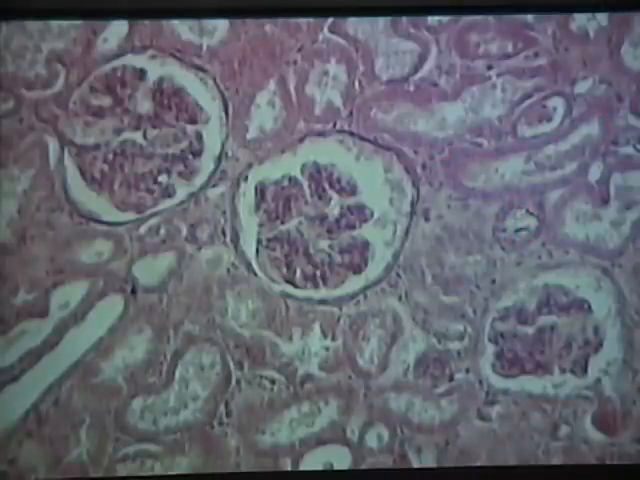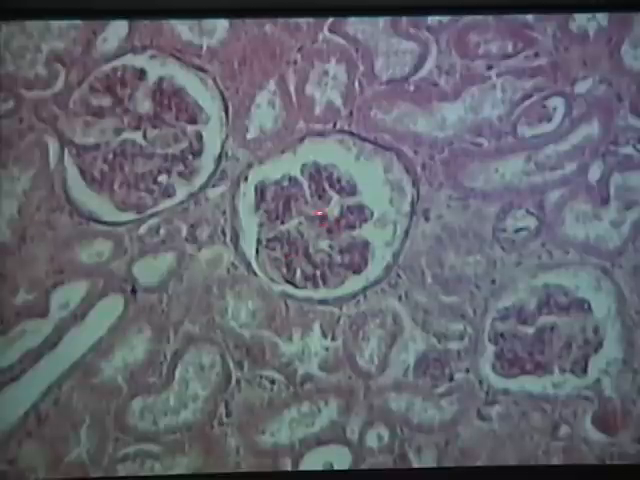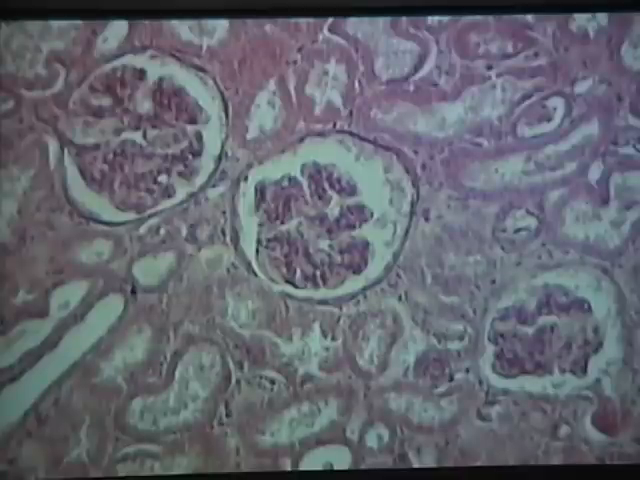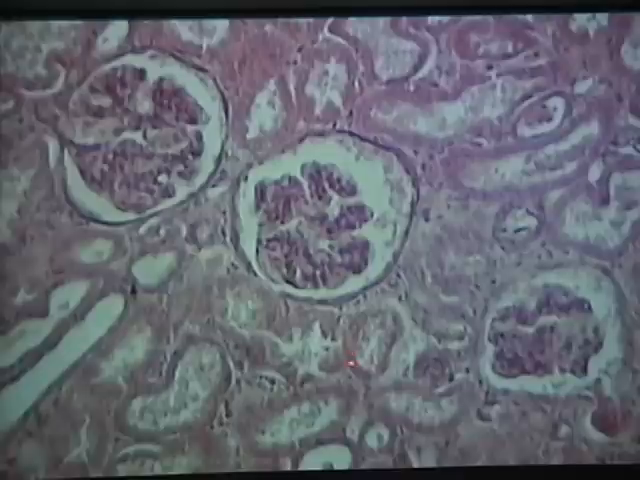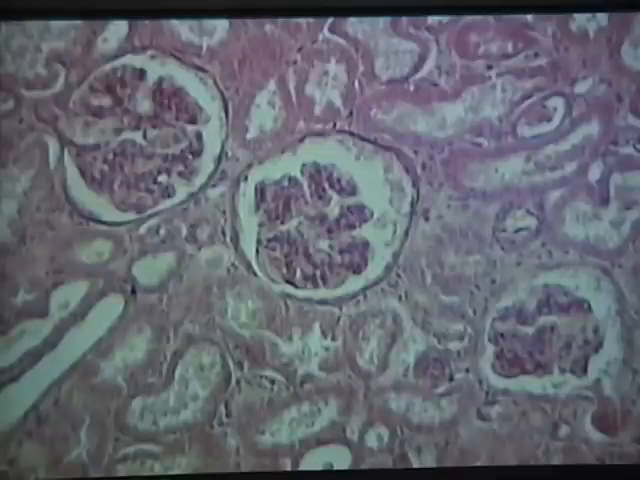Now, the renal corpuscle is composed of the glomerulus, and surrounding the glomerulus is Bowman's capsule. Both the glomerulus and Bowman's capsule are made of simple squamous epithelial tissue. The kidney tubules, such as this one, are made of simple cuboidal epithelial tissue. Now we'll increase the magnification and we'll be able to see all of this in a little more detail.